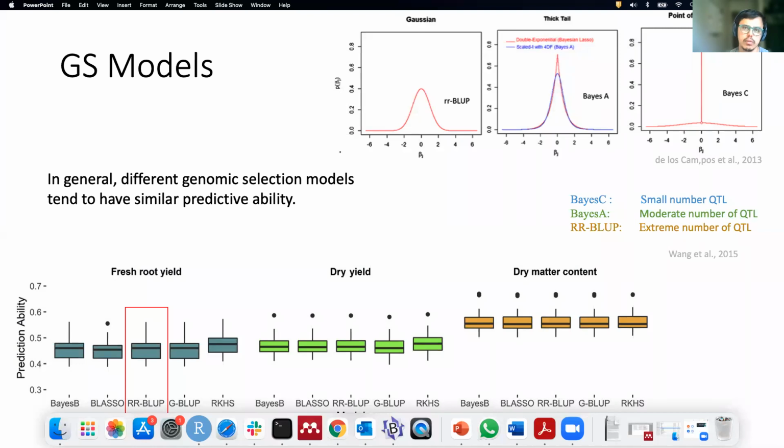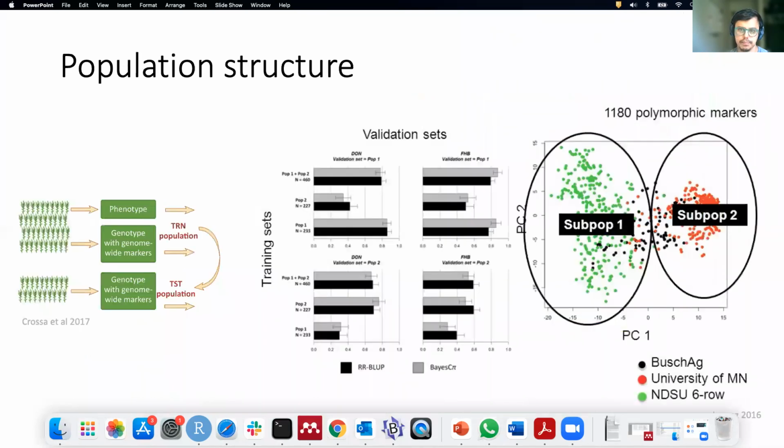Yeah, but there is not a standard model. Actually, I think the most common model is RR-BLUP. But I just cannot say that one model is better than another one. I can just say that they look similar in most populations and most traits. But that depends on your population and the architecture of your trait of interest. Okay.